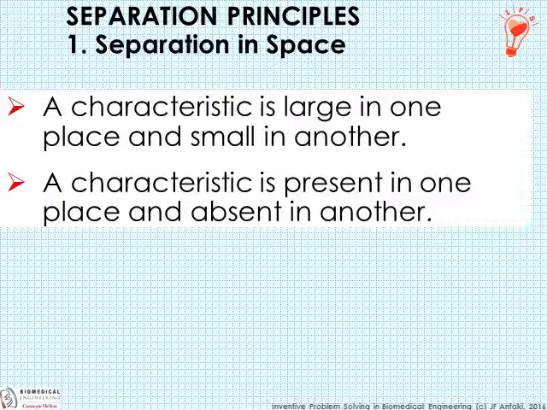If a system is required to perform contradictory functions or operate under contradictory conditions, we try to partition the system by assigning each contradictory function or condition to a different physical spatial location. For example, a situation in which a characteristic is large in one place and small in another, or where a characteristic is present in one place and then absent in another.